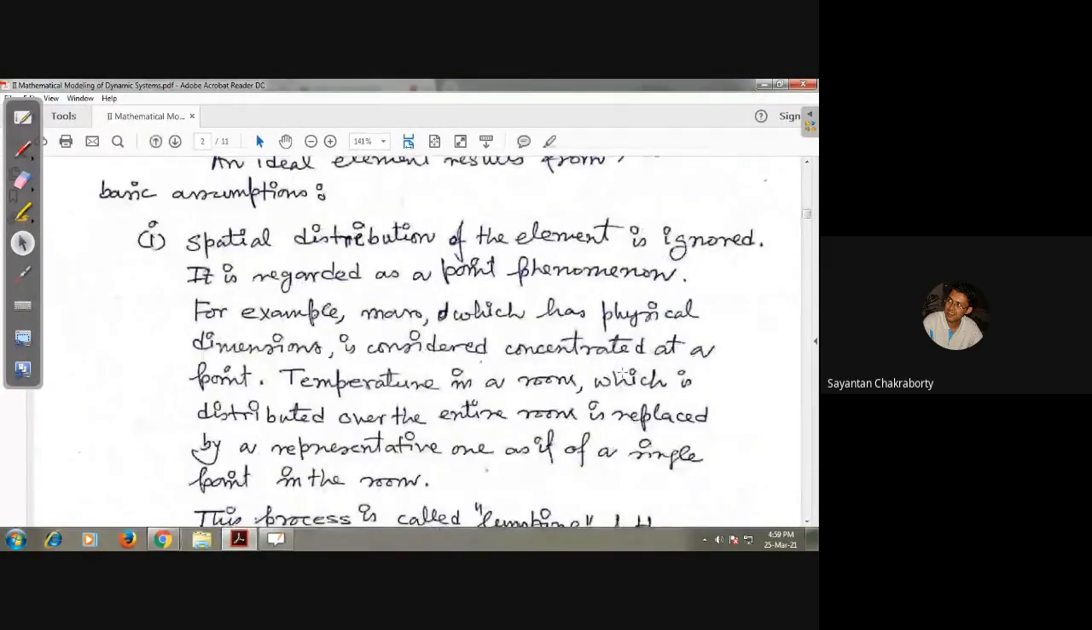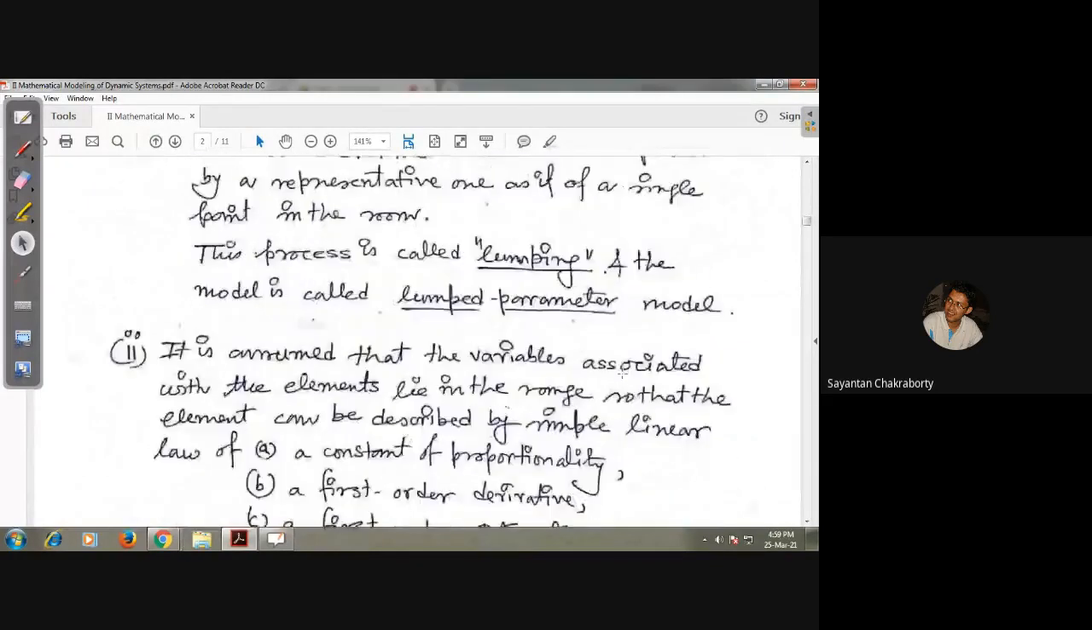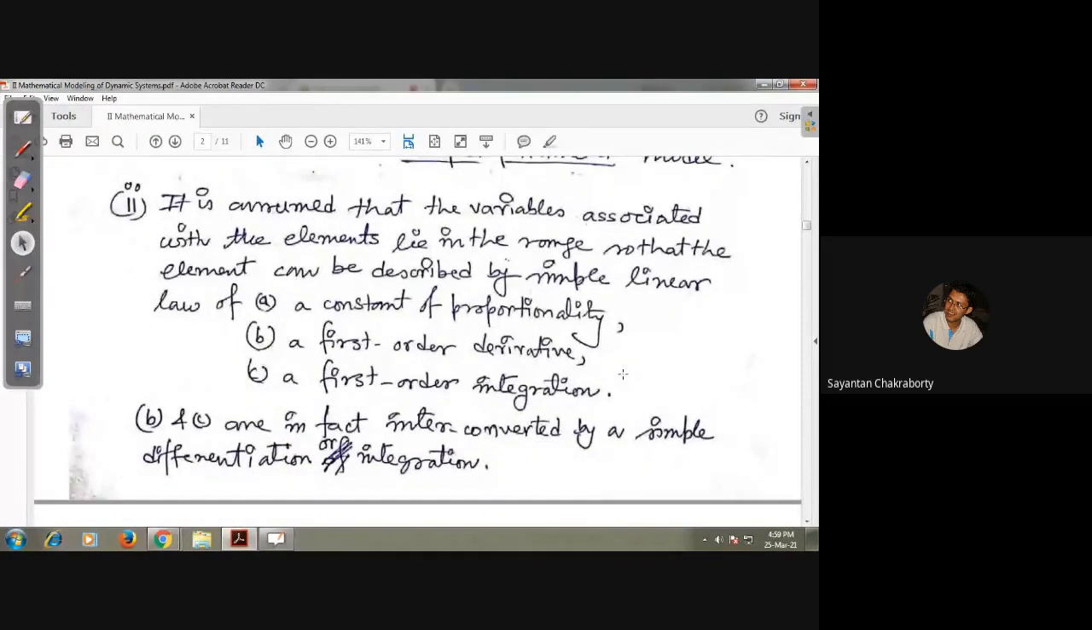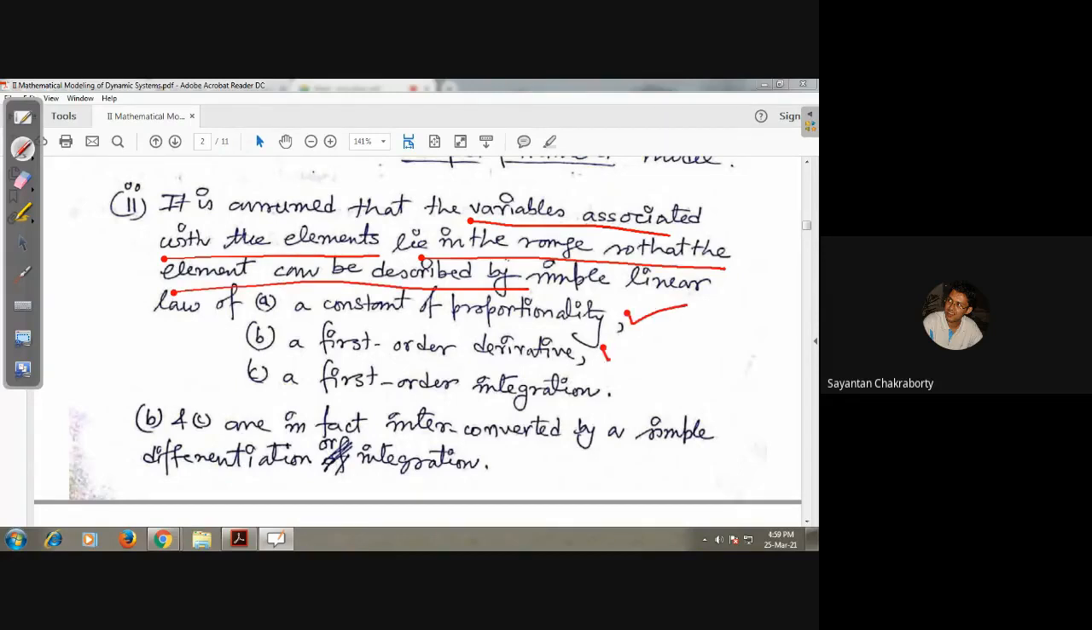So first of all, you have to disregard the spatial distribution, and then it is assumed that the variables associated with the element lie in a range so that the element can be described by simple linear law. What are the laws? A constant of proportionality, a first order derivative, a first order integration. Obviously, B and C can be interchanged because integration and derivative can be interchanged.